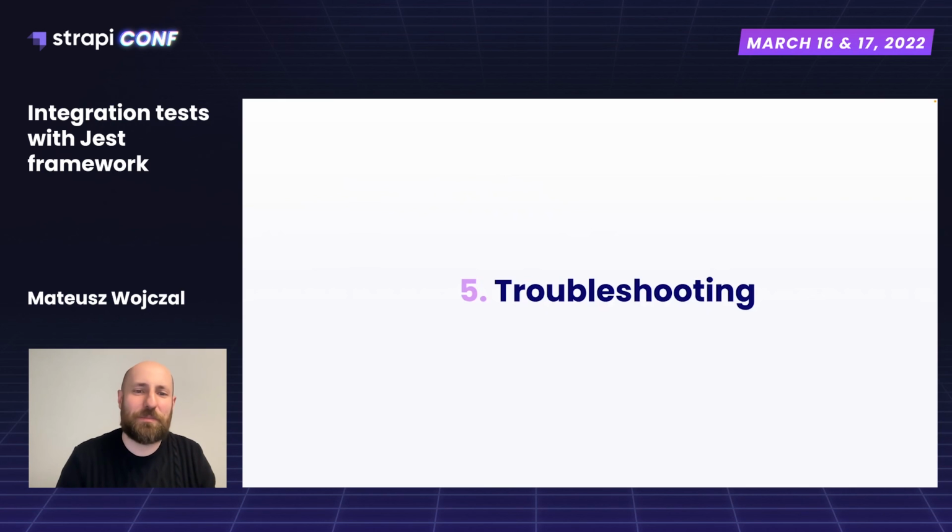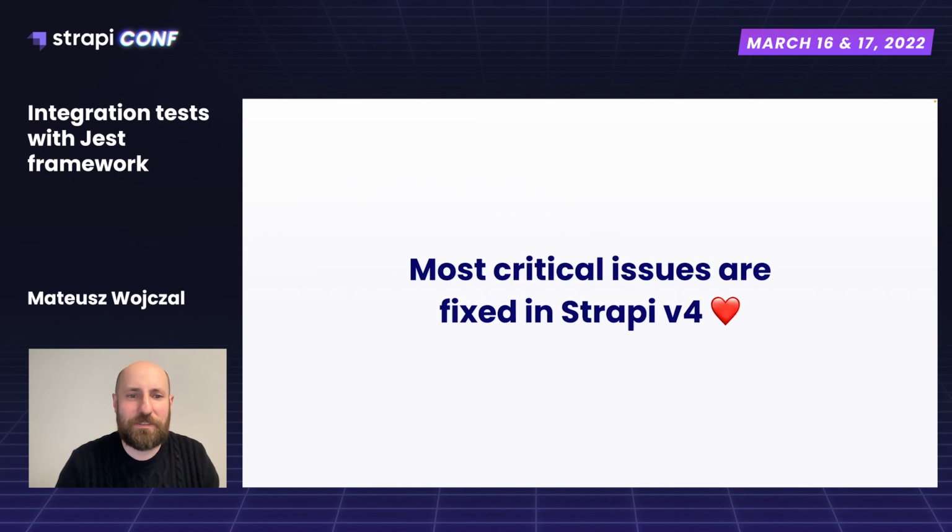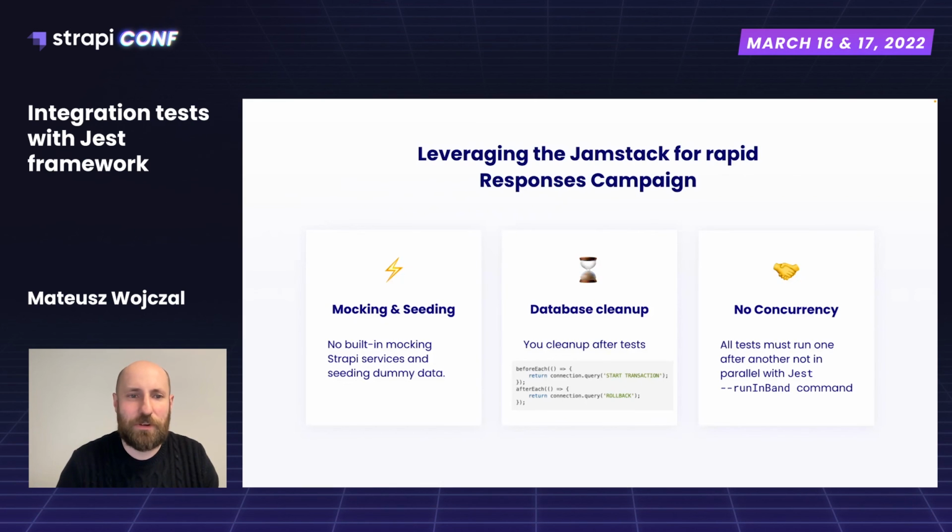Of course, there will be some issues, but the most critical issues were fixed in the latest Strapi version 4. There are some things that would be nice to have in Strapi, and that is mocking and seeding. There's no built-in mocking, and there's no built-in seeding or dumping data from a database. As I mentioned, there's no database cleanup or anything like Laravel database transactions. We can try setting the knex connection query with start transaction and rollback, but I haven't checked that. And there's no concurrency, so we have to run the tests with the runInBand command.